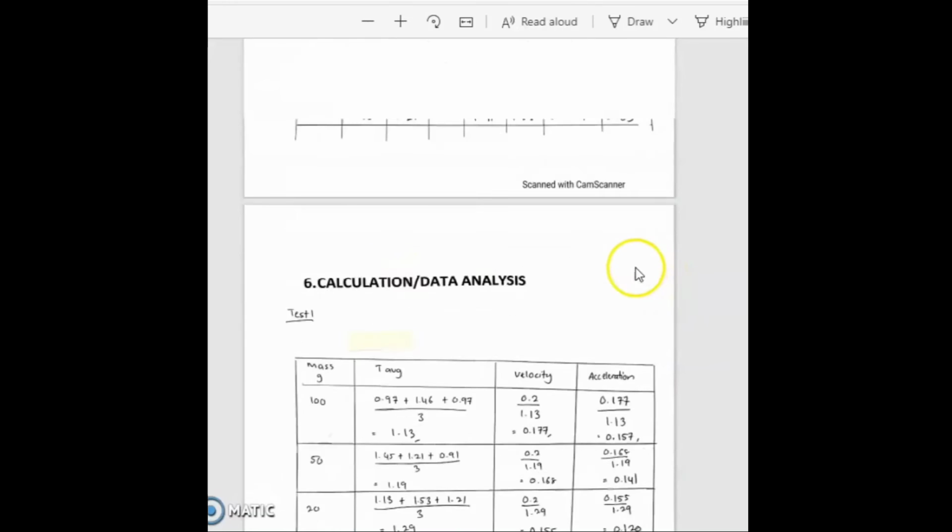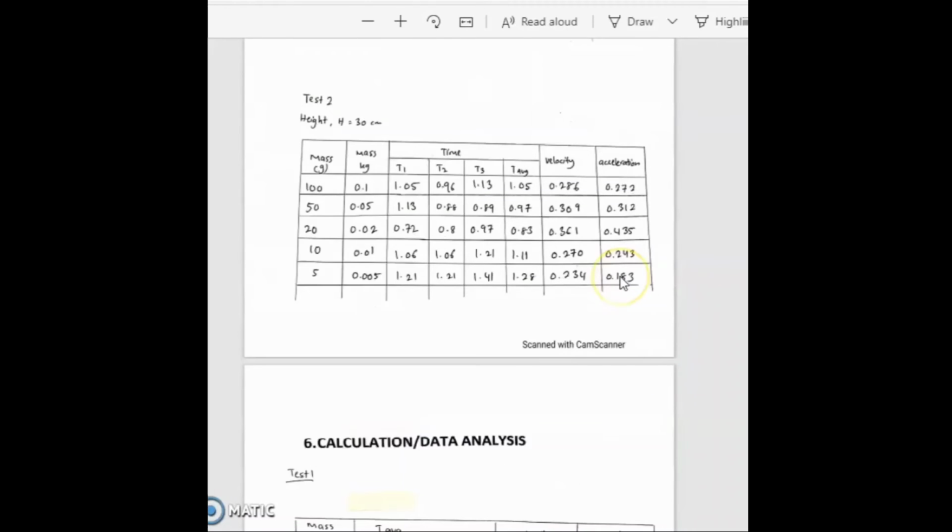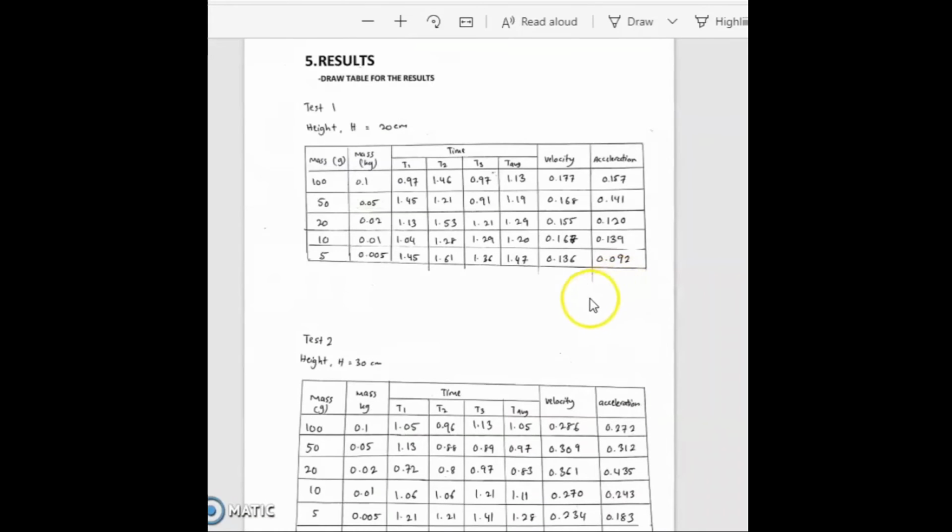After we calculate this data, we need to insert the values into the table given, like this. Okay, that's all for my part. Thank you.